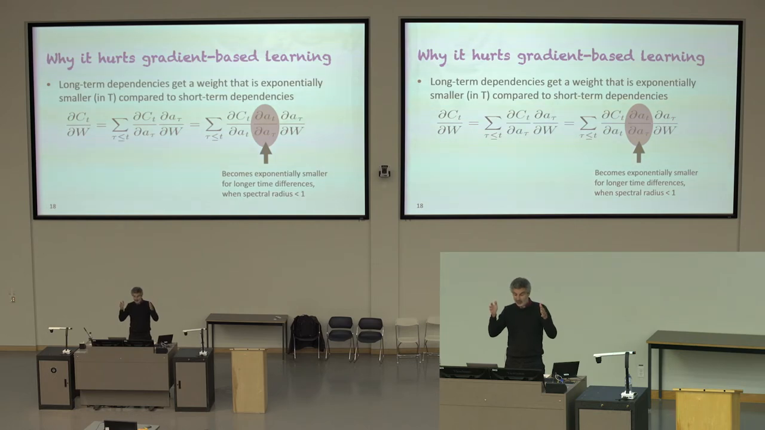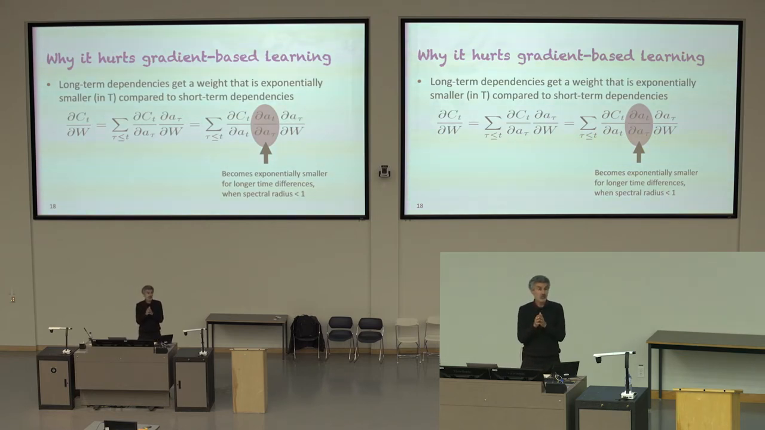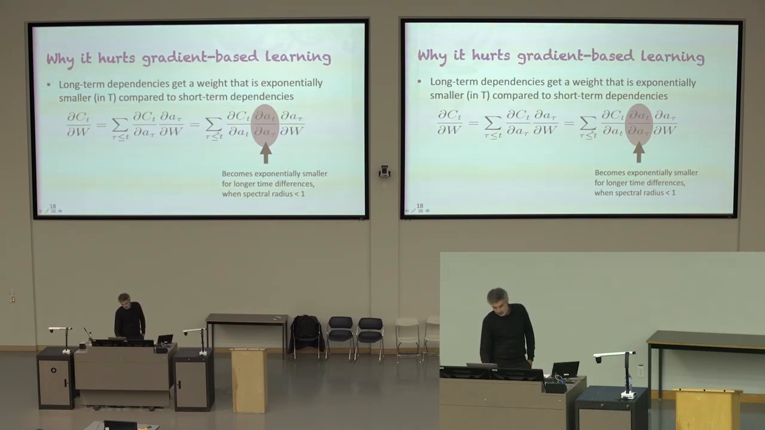ways that a particular weight vector gets used at all the time steps to produce some effect later in the future. And that's what this sum is saying, right? So the parameters could influence the state at time tau, and then that could influence the final cost later. And we're going to sum all of those influences. So when tau is close to t, then it's a short-term influence. When tau is much smaller than t, then it's a long-term influence.